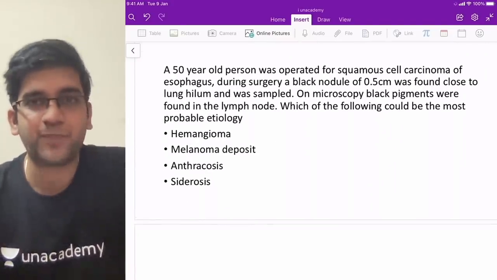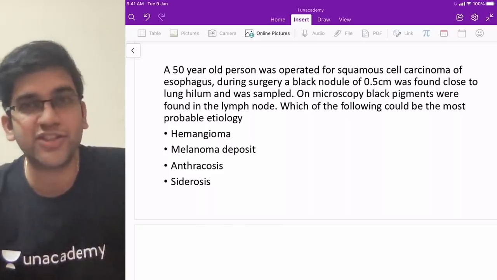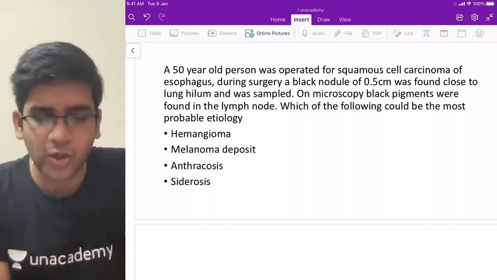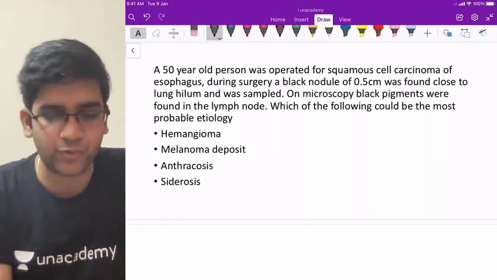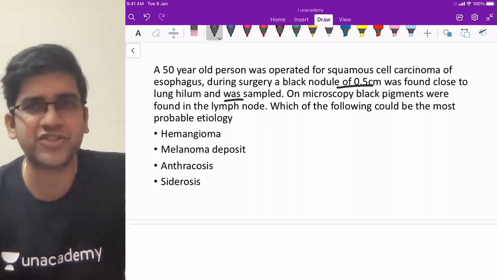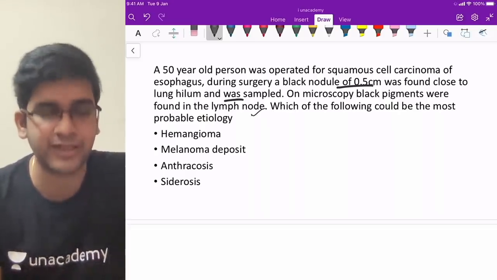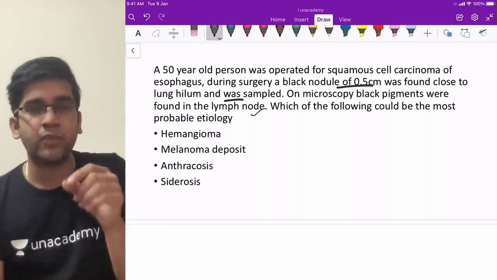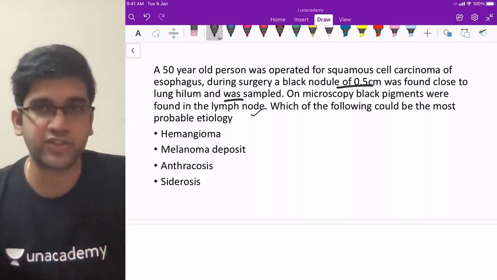A 50-year-old person operated for squamous cell carcinoma of esophagus. During the surgery, the surgeon noted a black nodule 0.5 cm close to the lung hilum and took a sample. Hopefully, this should be the hilar lymph node, though I'm not sure. On microscopy, the question says that black pigments were found in the lymph node. So the surgeon thought of a hilar lymph node and he sampled that. Which of the following could be the most possible differential diagnosis?